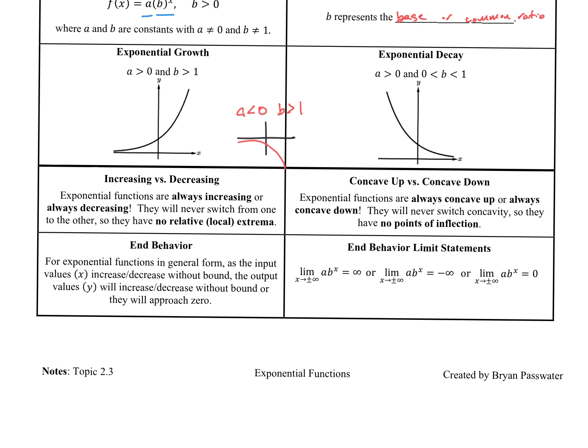And so if a is less than 0 and b is greater than 1, it's going to reflect like that, which means it has what kind of function? Is it increasing or decreasing? Decreasing, and it's concave what? Down. And the same thing happens over here. And so if your a is less than 0 and your b is in between 0 and 1, what is that one going to look like?